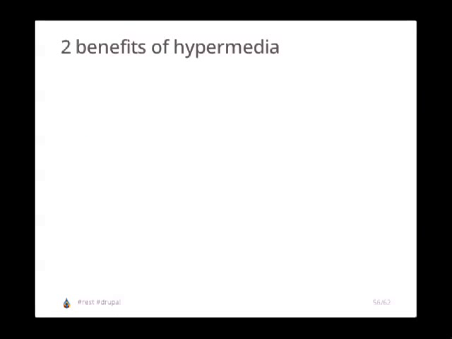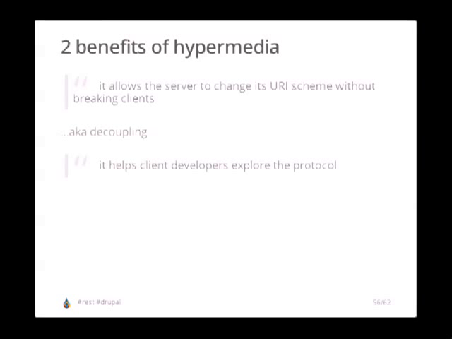So Martin Fowler identifies 2 benefits of this hypermedia. The first is it allows the server to change its URI scheme without breaking clients, aka decoupling. And the second is it helps client developers explore the protocol, aka discoverability.